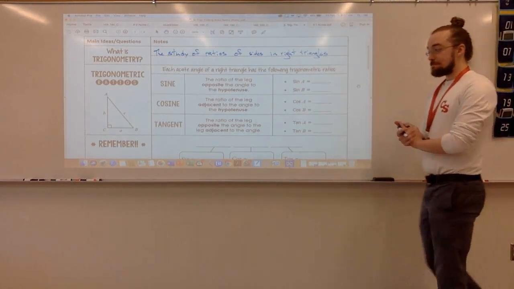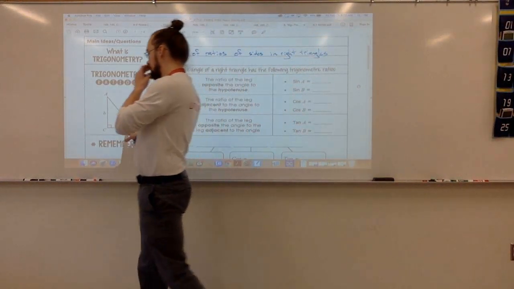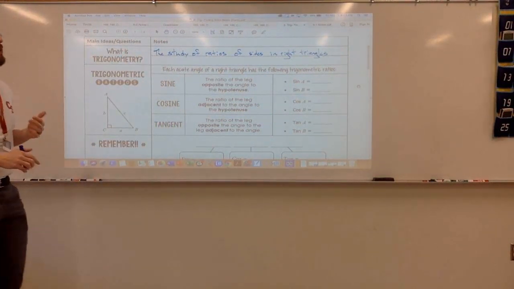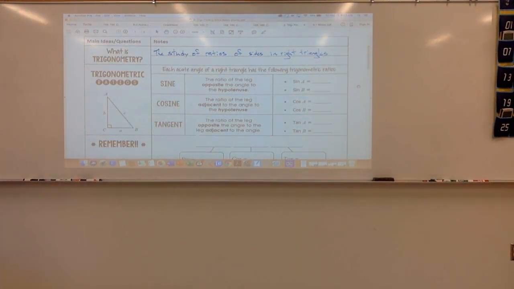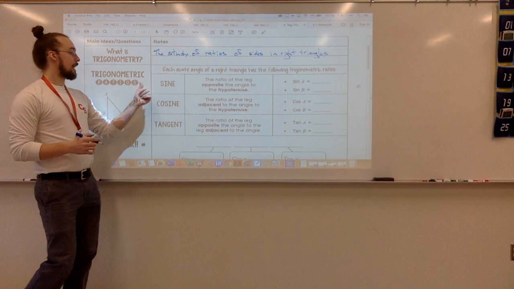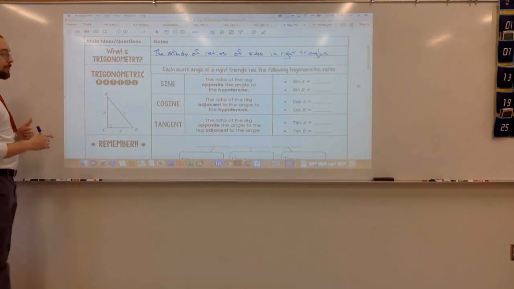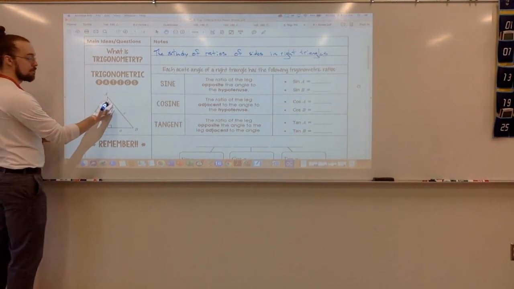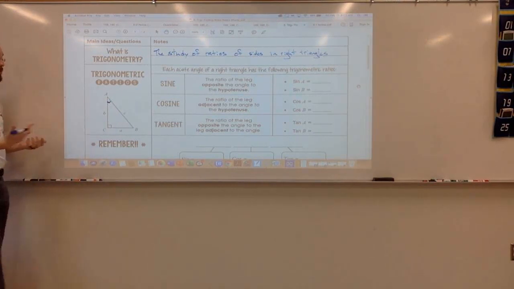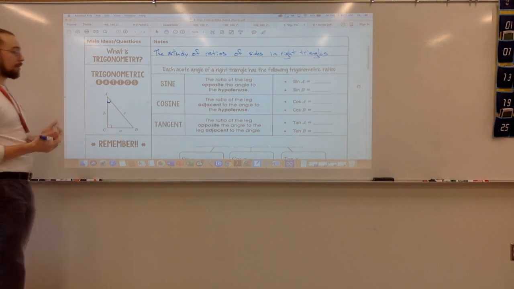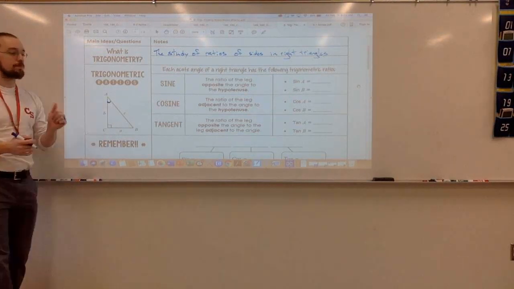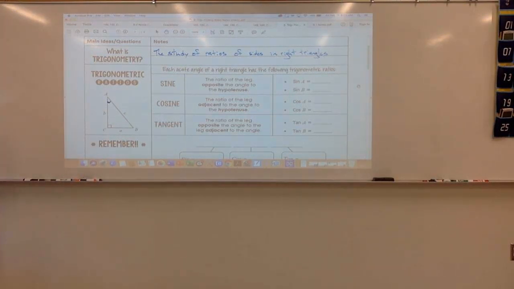All right. So if I'm looking at a right triangle, sine is defined as the ratio of the leg opposite to an angle over the hypotenuse. For example, if I'm looking at this triangle over here, and I want to give the sine, cosine, and tangent of angle A, the first thing I want to think about is labeling the 3 sides of the triangle as the opposite side, the adjacent side, and the hypotenuse.